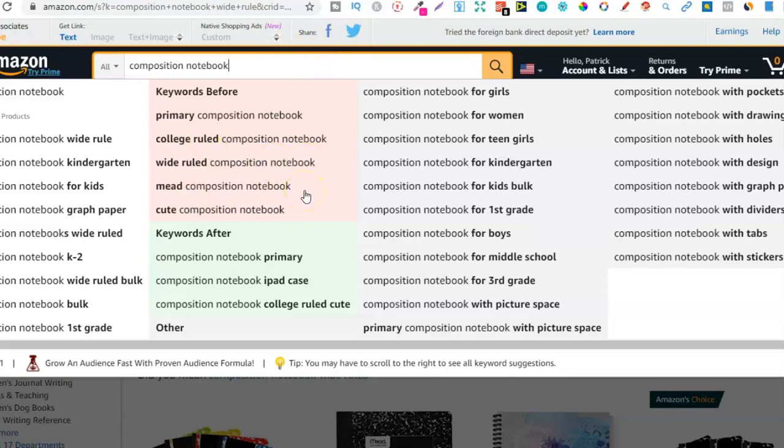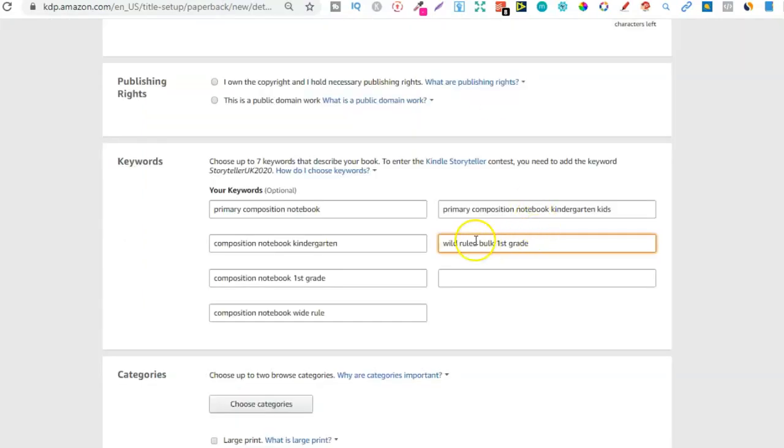relevant niches. Now, if you want this extension, this is AM's Suggestion Expander. So it gets it all like this. But then I'll take primary, cute, college ruled. So where this says wide ruled, not wild, wide, I'd then put college like that.